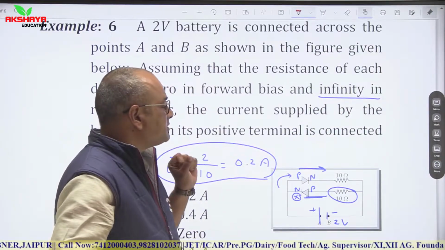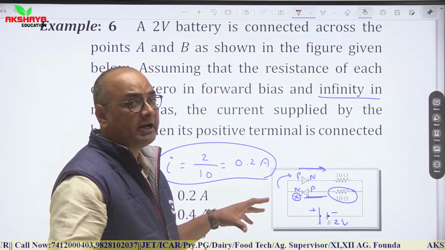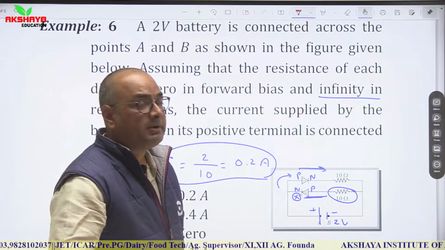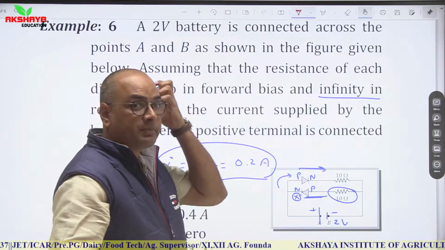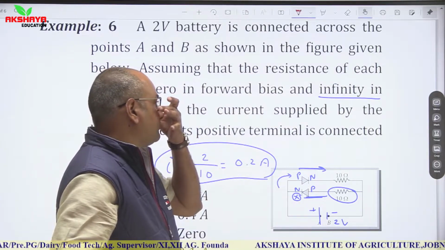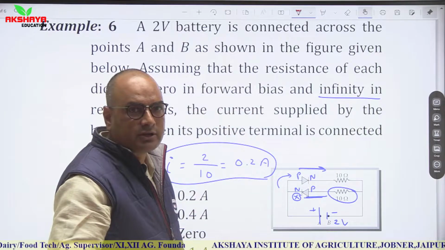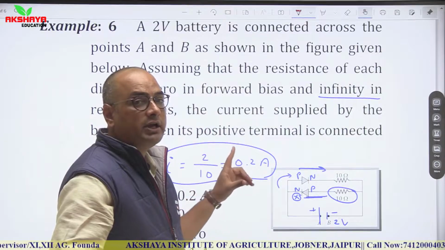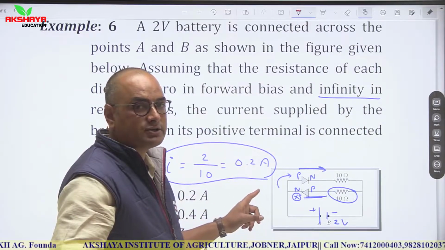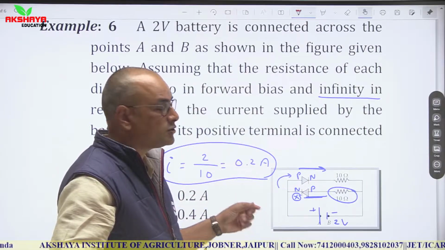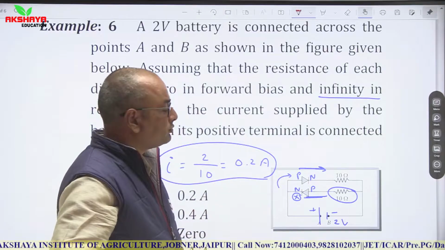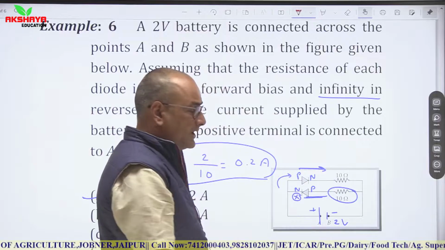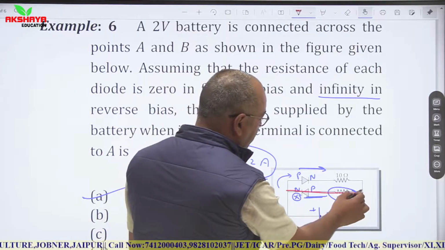So in this situation we have to find the amount of current flowing through this circuit. Current flow can be calculated by the simple concept of the given data, which is in forward bias it is offering zero resistance. It means this diode will work only in forward bias. In reverse bias it is offering infinite resistance. It means no flow of current will be through that given branch. So here this diode is in reverse bias, so in this branch there will be no flow of current.